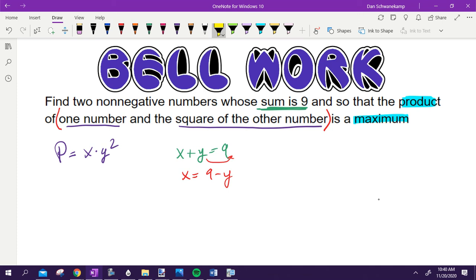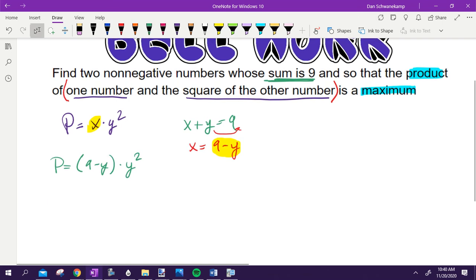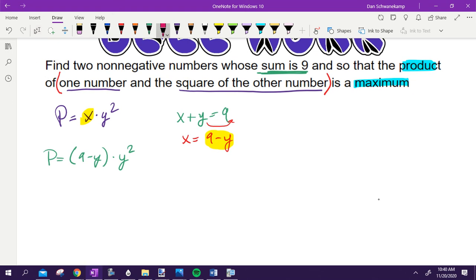What do you do once you've solved for a letter? You plug it in. She's taking this and plugging it in for x. I appreciate that she solved for x because otherwise we'd have to FOIL and nobody wants to do that. So my product equation now is going to be 9 minus y times y squared. You could technically take the derivative at this point, but you have to use product rule. So don't distribute first, because then you don't have to do product rule. So my product is going to be 9y squared minus y cubed. That is the equation I'm trying to maximize.